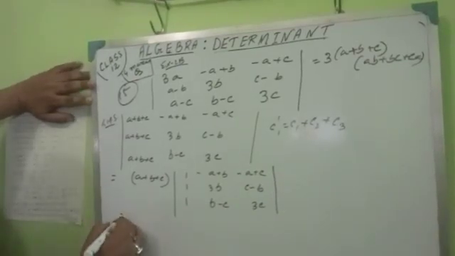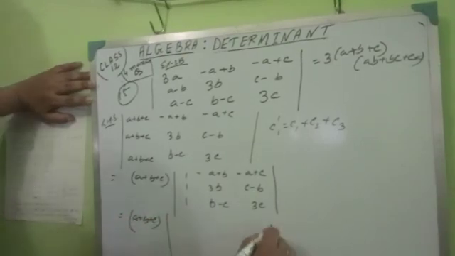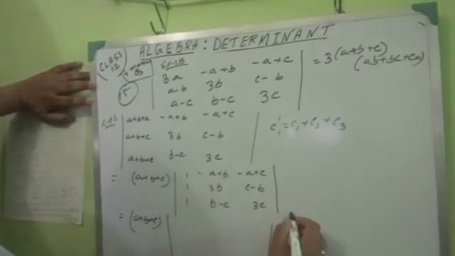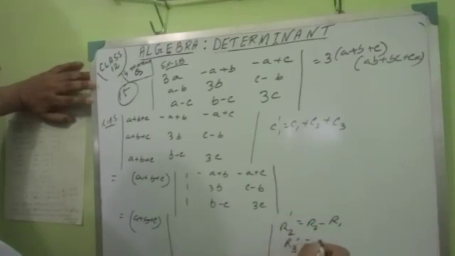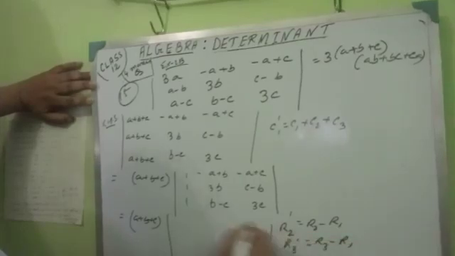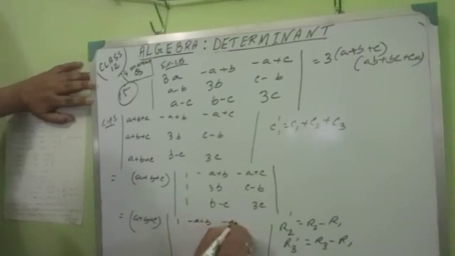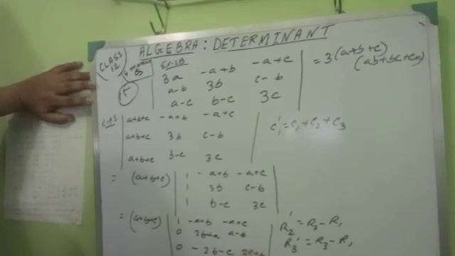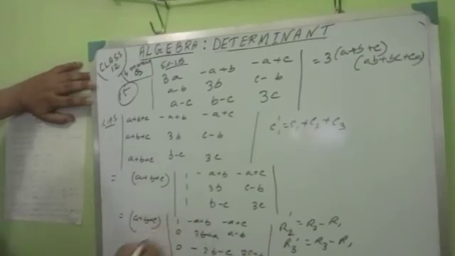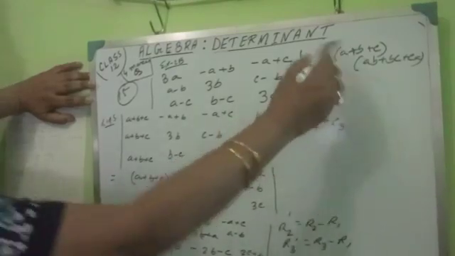Okay, now a plus b plus c, change second row, so R2 dash is R2 minus R1, and change third row, so R3 dash is R3 minus R1. Okay, it will be 1 minus a plus b, minus a plus c, 0, 2b plus a minus b, 0, minus 2b minus c, 2c plus b. Okay, now just expand. After expansion, we will get this one.